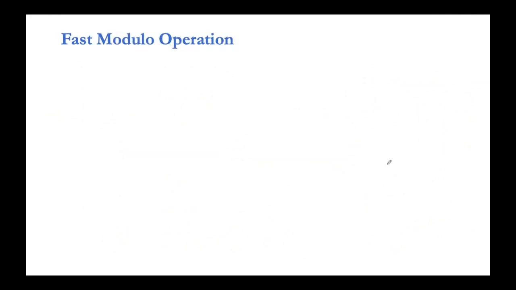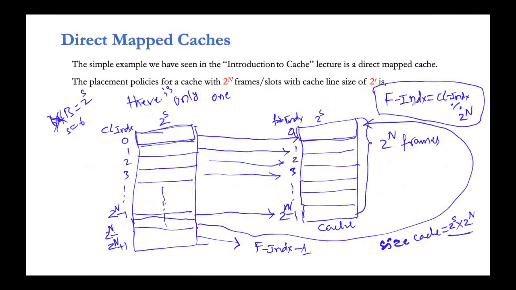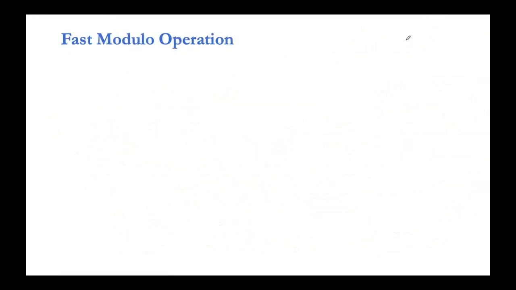So this is the example given for this discussion. The most important part in this direct mapped cache is calculating the frame index based on your cache line index, doing the modular operation with 2 to the power of n. To make this modular operation faster, let me recall how to do it. To determine the frame index to store the cache line, we perform the modular operation.